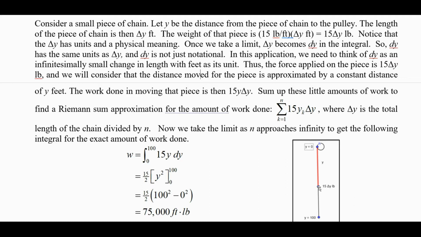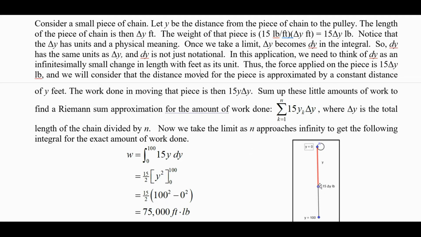In this application, we need to think of dy as an infinitesimally small change in length with feet as its units. Thus, the force applied on the piece is 15 delta y pounds, and we will consider that the distance moved for that piece is approximated by a constant distance of y feet. So this y is how many feet we're moving here. y is 100 at the bottom, y is 0 at the top, and so forth.